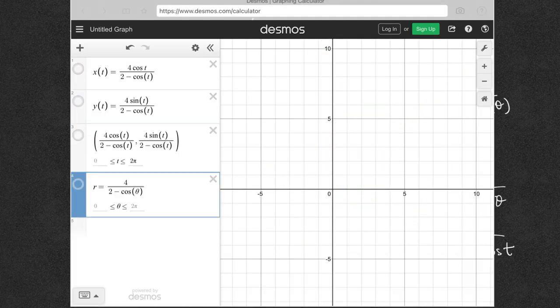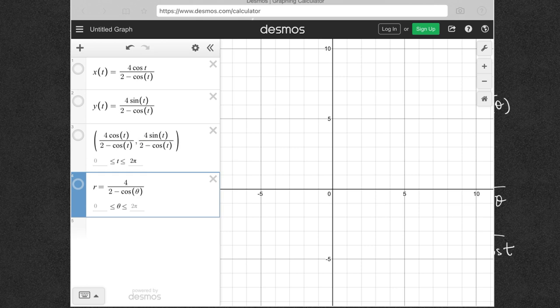To graph the parametric equations using Desmos.com, we simply put the parametric equation in a set of parentheses. Open the parentheses, type the expression for x of t, comma, type the expression for y of t. Close the parentheses. Also, specify the domain of t, and use a different domain to see what happens to the curve.